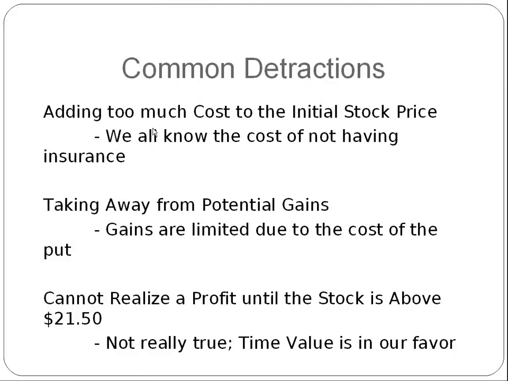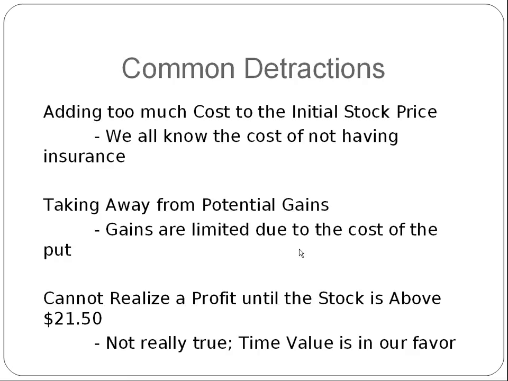Now the common detractions, of course: we are adding too much cost in the initial stock price. Well, we all know the cost of not having insurance. I have a feeling that many of you have experienced that as well. We're taking away from the potential gains by buying the put option, that the gains are limited due to the cost of the put. Well, yes, if the stock moves up, let's say 30% from where it is now, I'm not going to realize that 30% gain. But I don't know the future. I don't know the stock's going to do that. A stock that could move up 30% in 12, 15, or 30 days also has the potential to drop 30% in 12, 15, or 30 days.